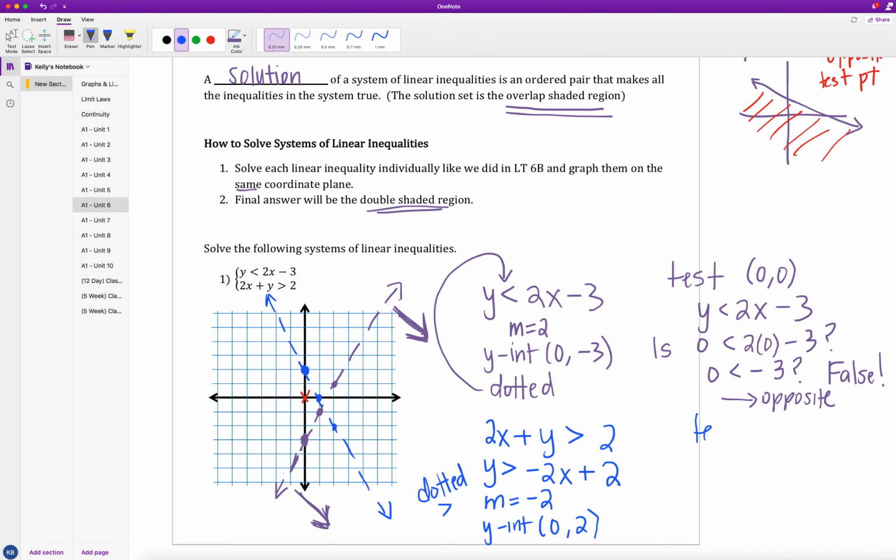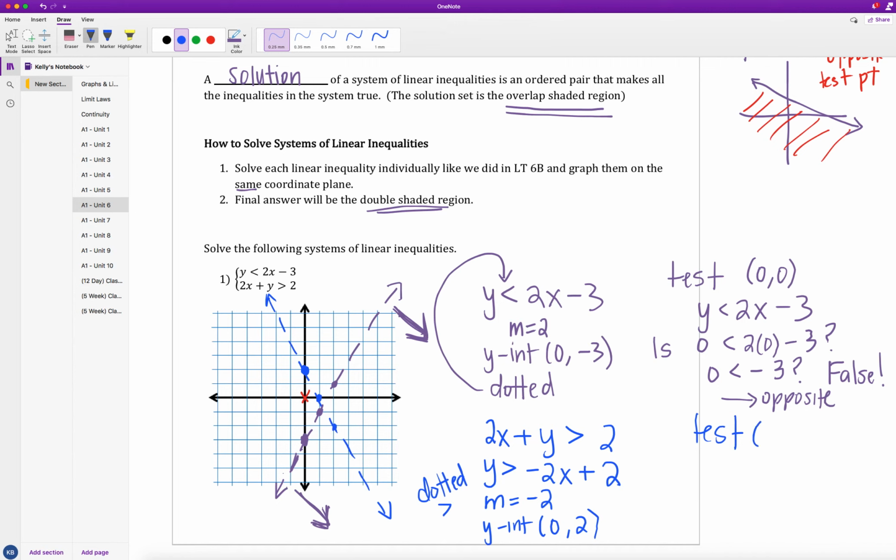From here, I'm going to go ahead and test a point to figure out which side of the blue line I'm shading. So right now, as I'm graphing the blue line, I'm ignoring the purple line because the solution to this blue inequality has nothing to do with the solution to the purple one that we already solved for. So we are solving them individually, we're just graphing them on the same coordinate plane.